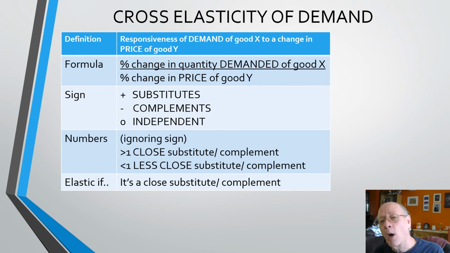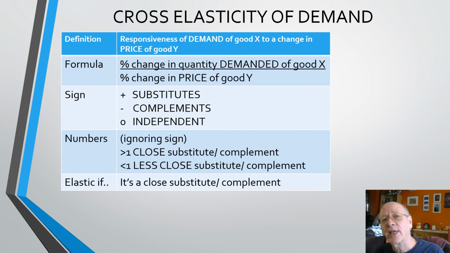If you get a minus answer, then those goods are complements. So if the price of one goes up, the demand for the other one goes down. If, say, there's an increase in the price of printers, then people are likely to buy fewer printers, so they're going to buy less printer ink. So an increase in the price of printers causes a decrease in demand for printer ink.